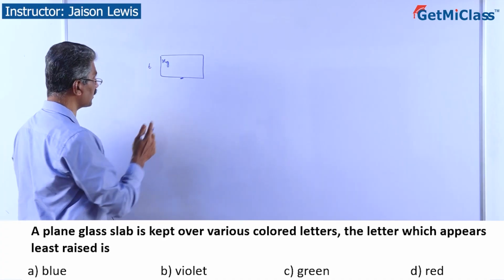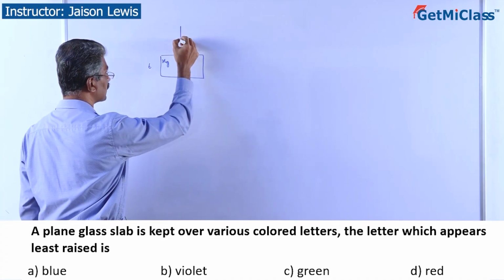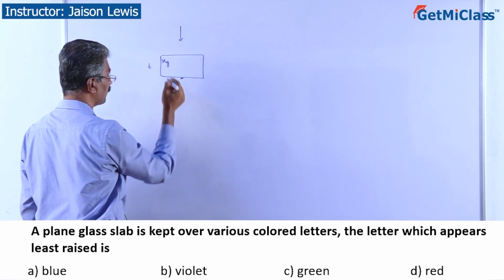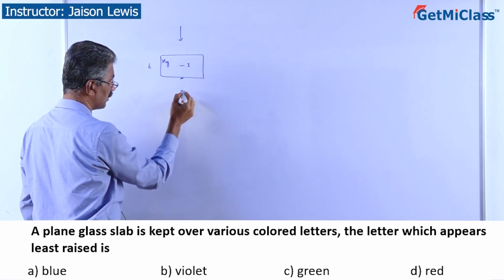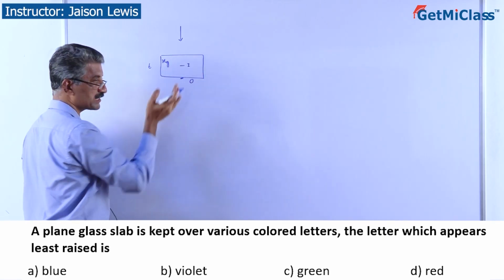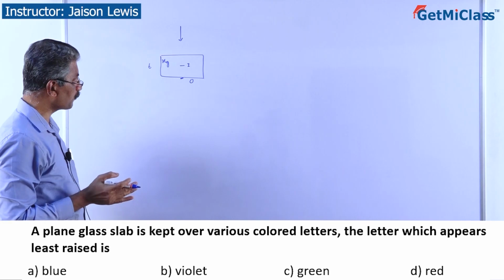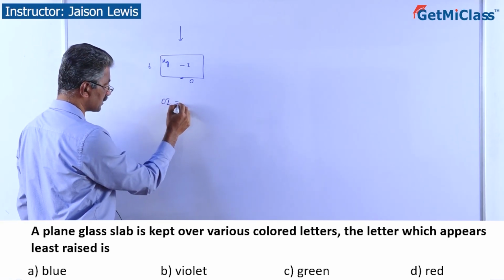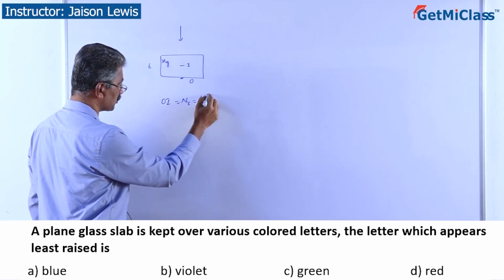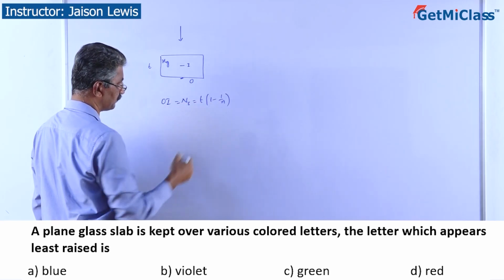Least raised, because when we see from the other side, when the viewer is here, the object appears to be raised because of the normal shift. O is the object and I is the image. Therefore, O to I is the normal shift, and this normal shift OI is equal to T into (1 minus 1 by N).